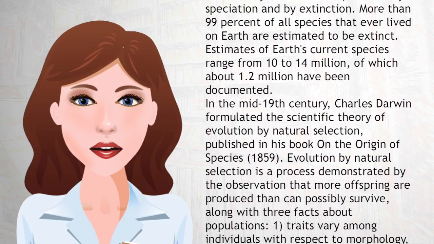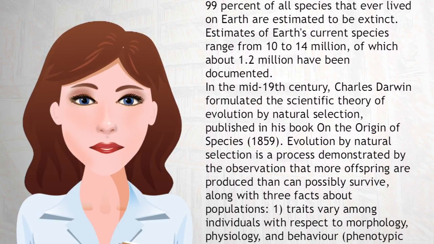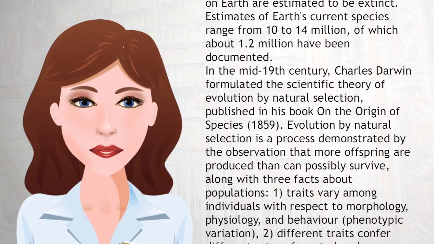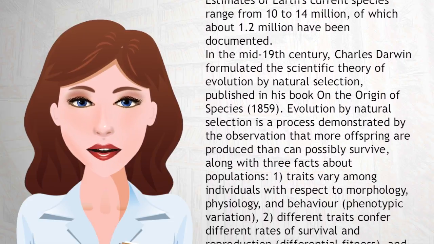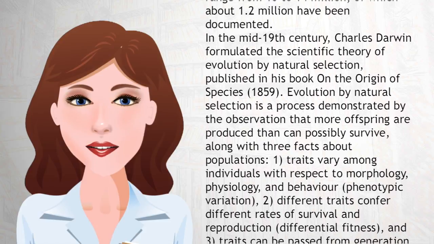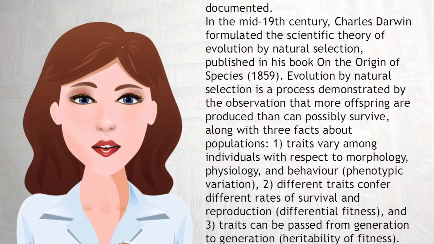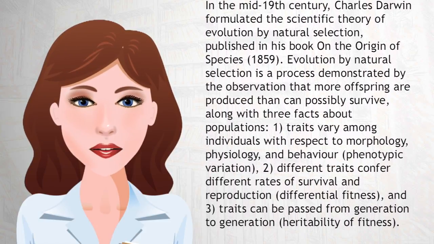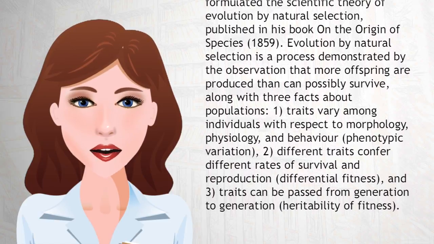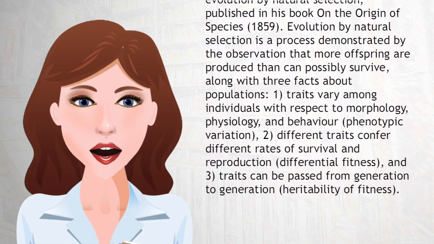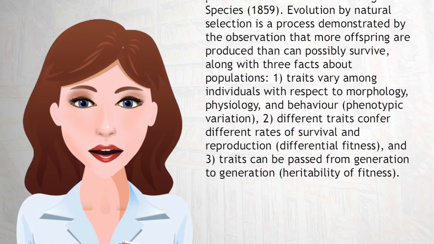In the mid-19th century, Charles Darwin formulated the scientific theory of evolution by natural selection, published in his book On the Origin of Species, 1859. Evolution by natural selection is a process demonstrated by the observation that more offspring are produced than can possibly survive, along with 3 facts about populations.